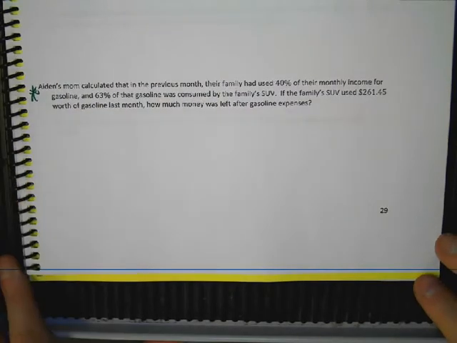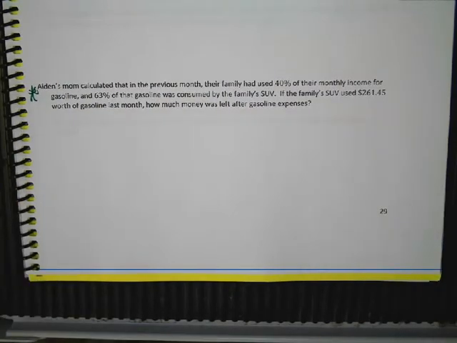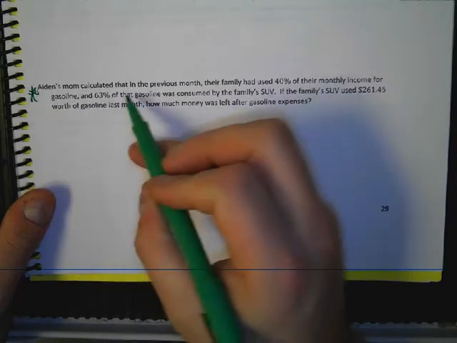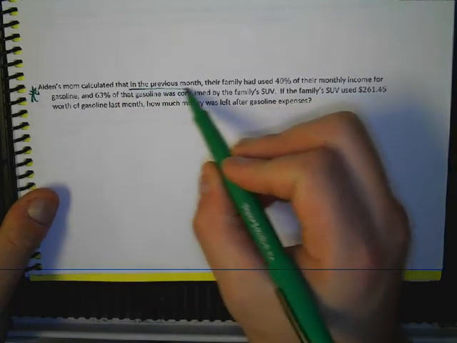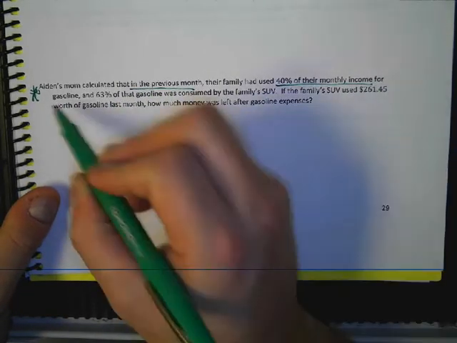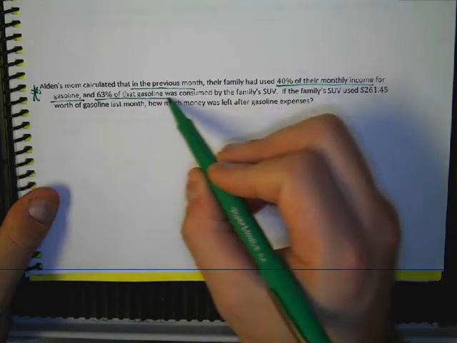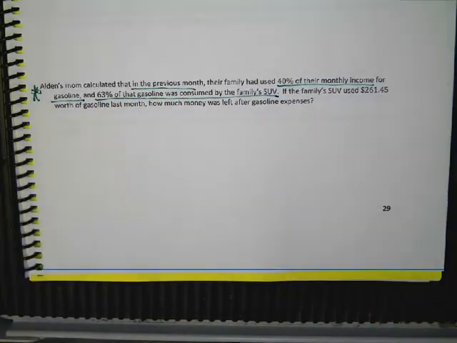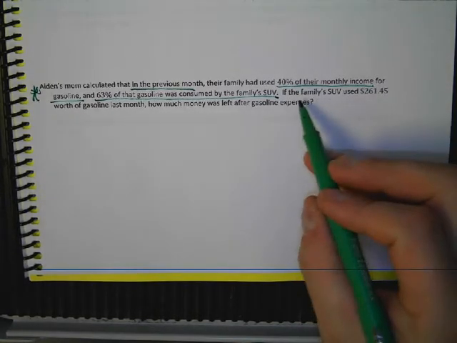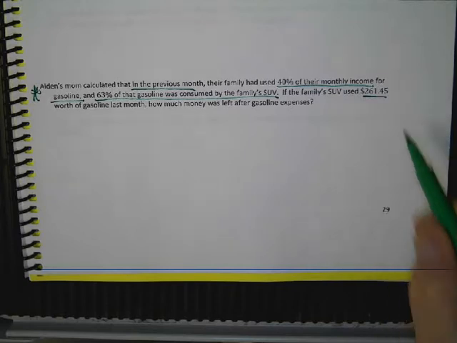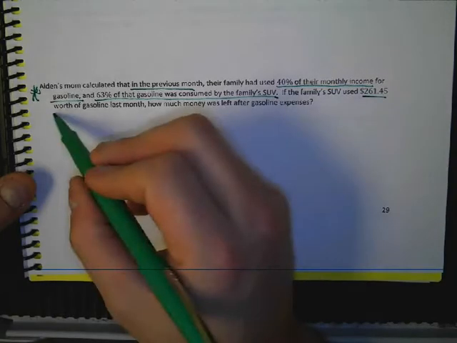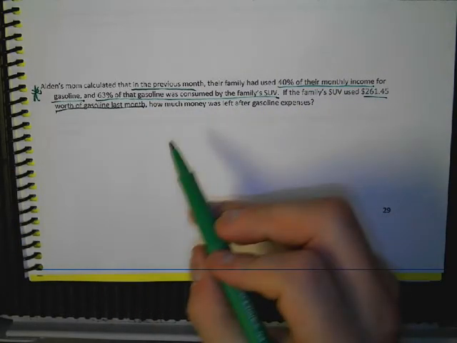So Aiden's mom calculated that in a previous month, her family used 40% of their monthly income for gasoline, and 63% of that gasoline was consumed by the family's SUV. If the family's SUV used $261.45 worth of gasoline last month, how much money was left after gasoline expenses?